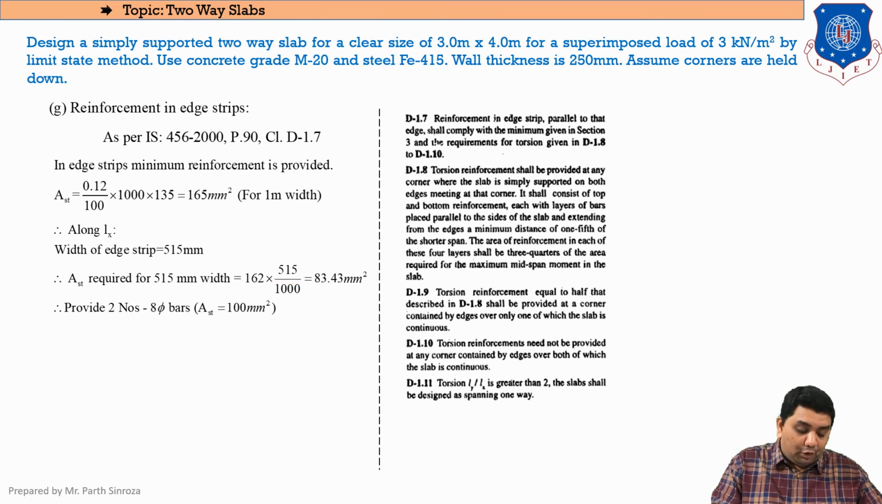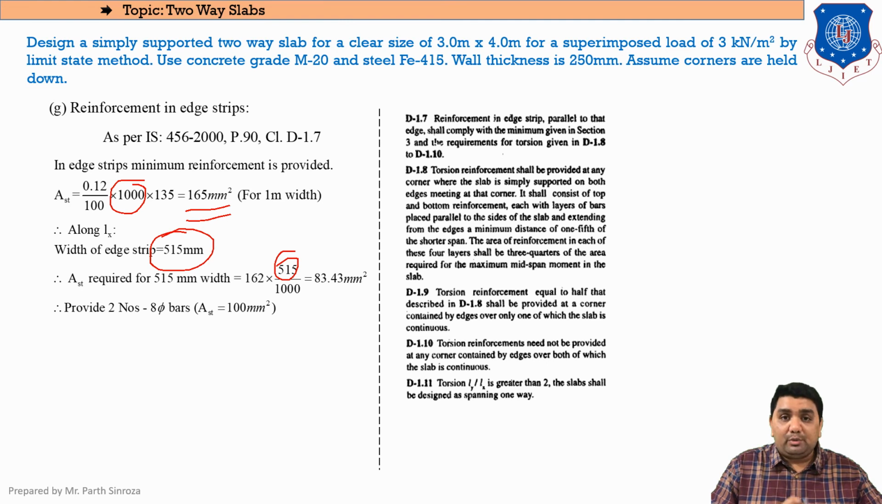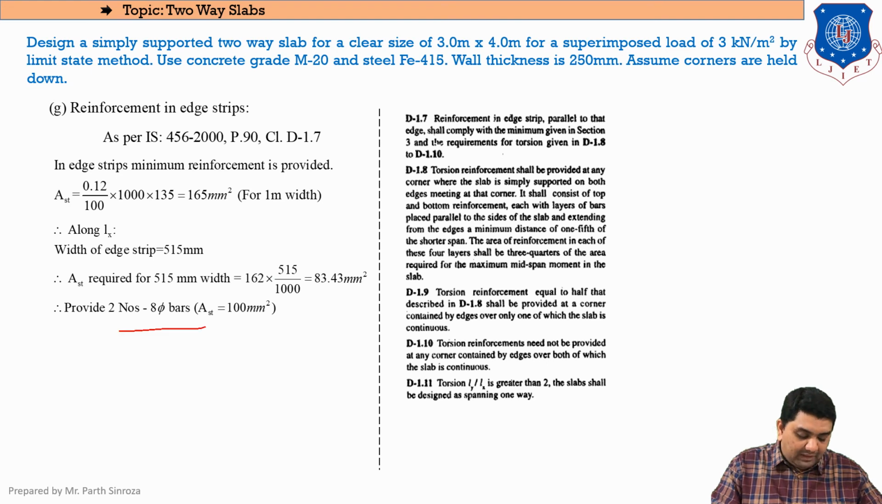Clear? Again repeating, for 1 meter width, the AST required as per minimum criteria is 165. But the width in X, that is along LX, was 515 mm. So for 515 mm, how much should be provided? It is a normal cross multiplication, and we get the answer, 83.43 mm square AST is to be provided. Now we check the steel table. So we are getting two numbers of 8 mm diameter. As we have provided our middle strip to be of 8 mm, we will be checking 8 mm only. If you have provided the bar diameter in the middle strip to be 10 mm, we will be providing 10 mm diameter bars here. Okay?